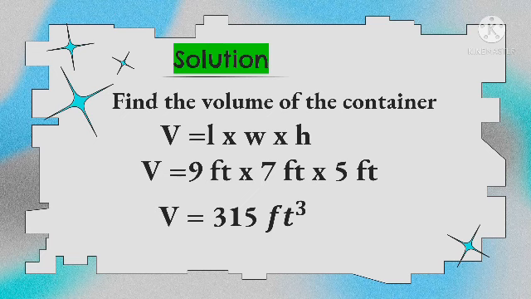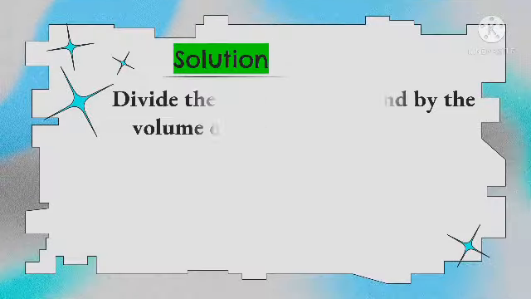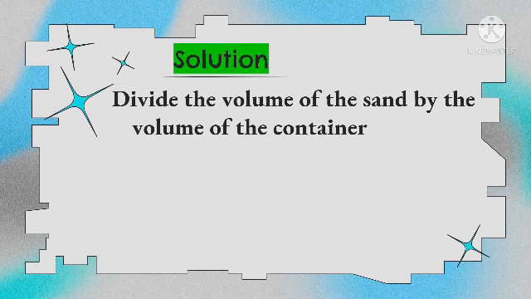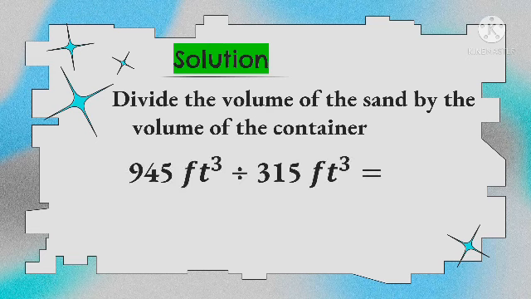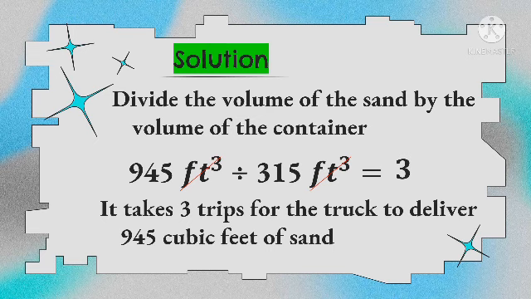Then next is, we will divide the volume of the sand, yung volume kanina ng sand na 945 cubic feet, doon sa volume na nakuha natin, sa volume ng container, para malaman natin kung ilang balik ba yung gagawin ng truck para mahakot lahat ng 945 cubic feet na buhangin. So, when we divide these two numbers, i-cancel natin yung cubic feet. So, 945 divided by 315, so the answer is 3. Therefore, it takes 3 trips for the truck to deliver 945 cubic feet of sand.